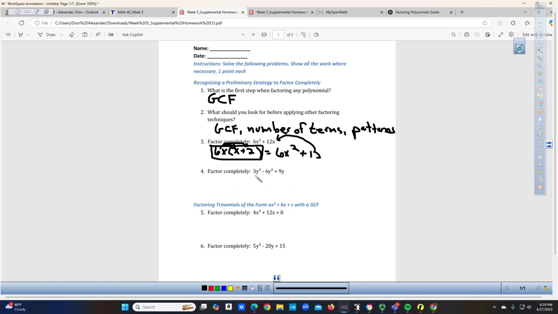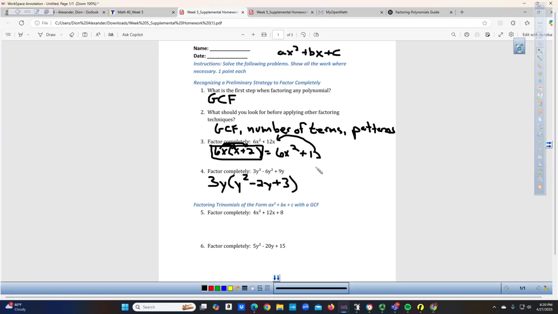Looking at question 4, we've got 3y cubed minus 6y squared plus 9y. So I see the y's in all of these, and I also see a 3. So I have a 3y, that's my GCF. And now that's going to leave me with y squared minus 2y plus 3. And so now I want to make sure that this trinomial is not factorable. All right, so normally a trinomial is in the form of ax squared plus bx plus c. I say that because I'm about to start talking about the c term and the b term, right?